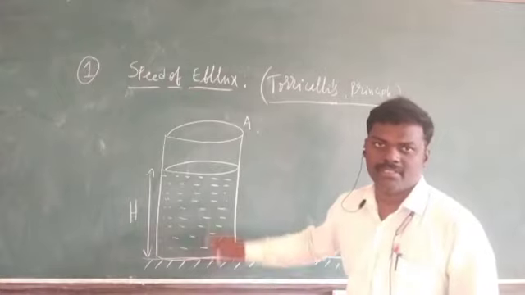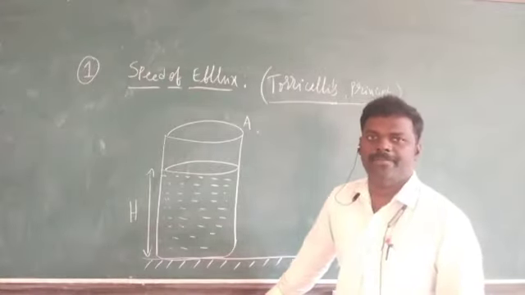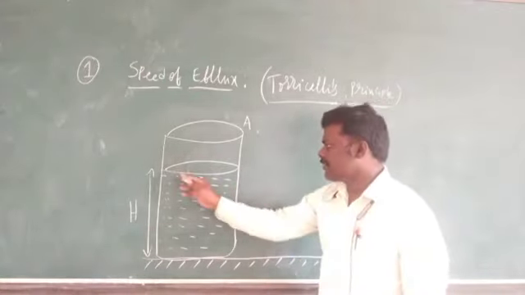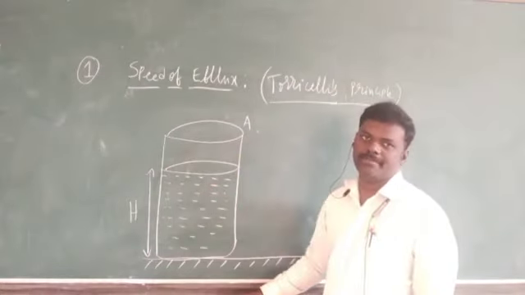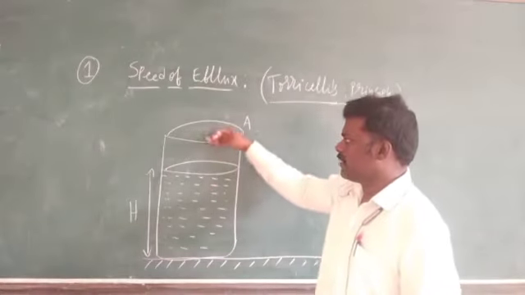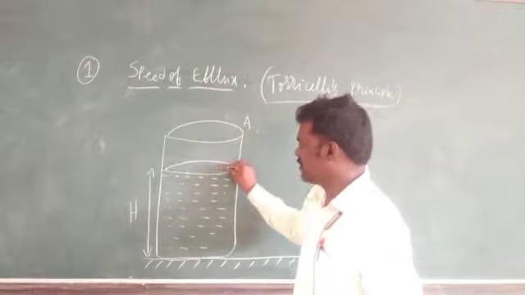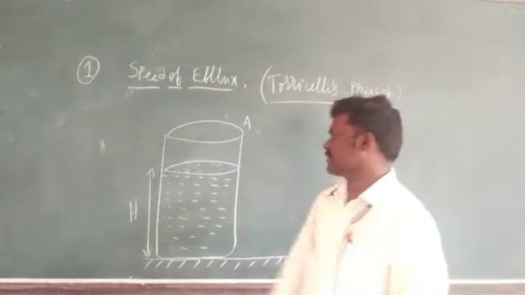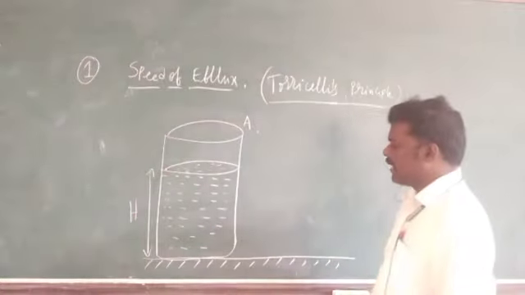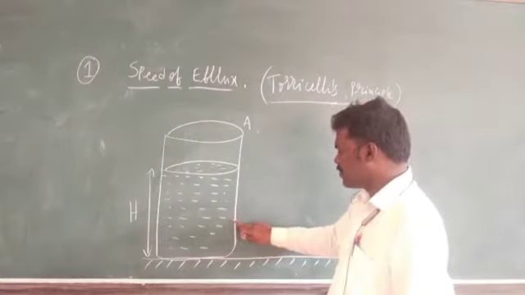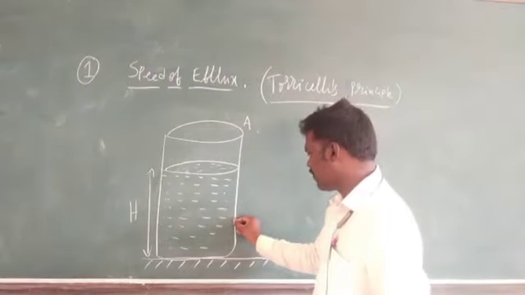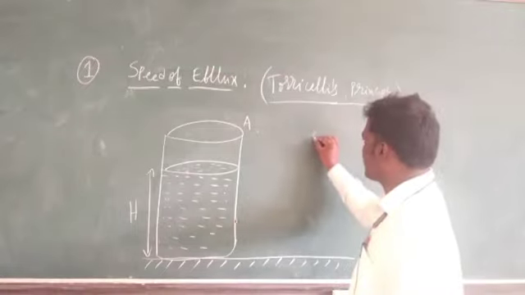Its potential energy is mgh. The top surface of this fluid is exposed to the atmosphere. The atmosphere is acting on this fluid's top surface. Now I'm making a small hole, which is called an orifice. I'm taking it as an orifice.